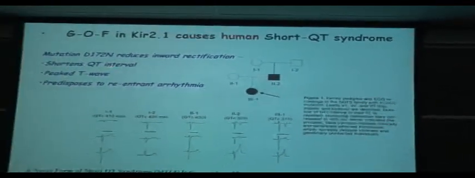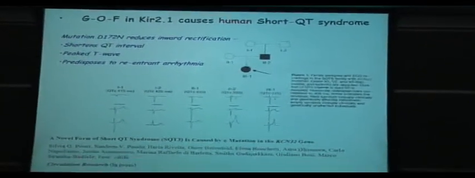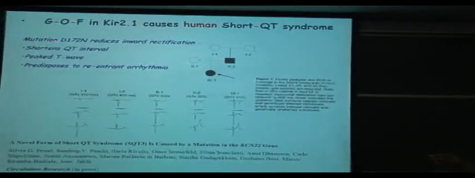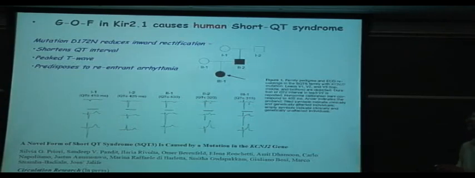And it turns out that this mutation has recently been discovered by, well, I'm not sure who did it, but Pepe Jalife is the senior author. This mutation, D172N, is a mutation in the pore of the channel which reduces inward rectification. And this particular mutation we've all been looking at for 15 years in Kir2.1 in recombinant expression turns out to be present in humans. In reducing inward rectification, it means that you get a bigger outward conductance. So it basically is a gain of function in the channel. It leads to a shortened QT interval and a peaked T wave, which predisposes to re-entrant arrhythmias.